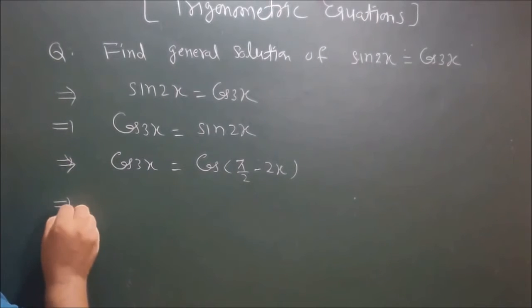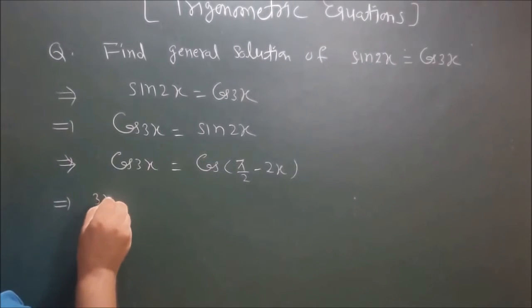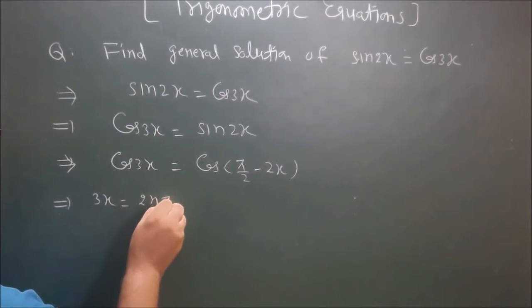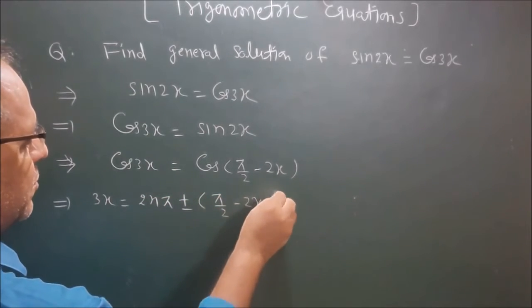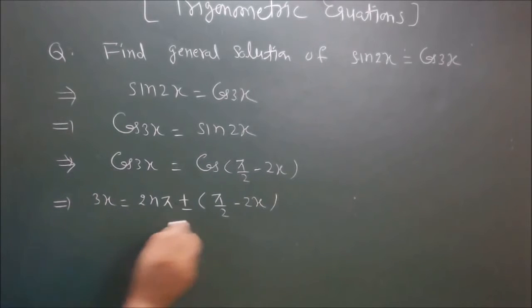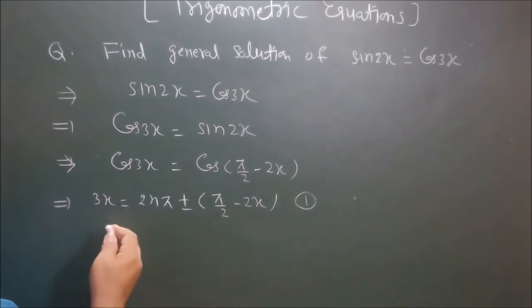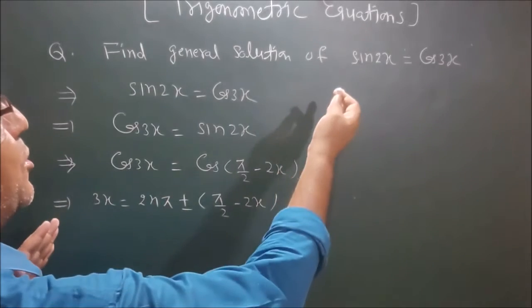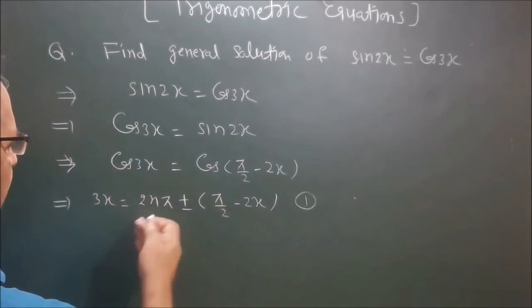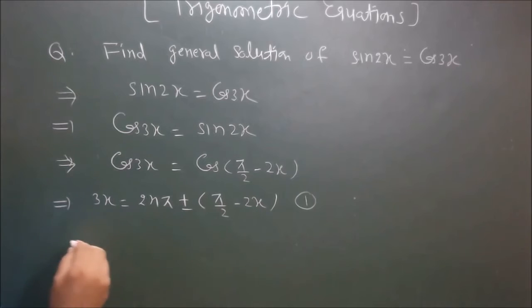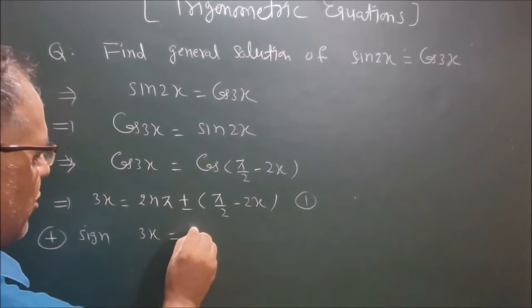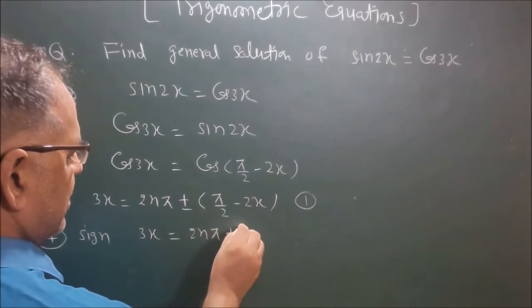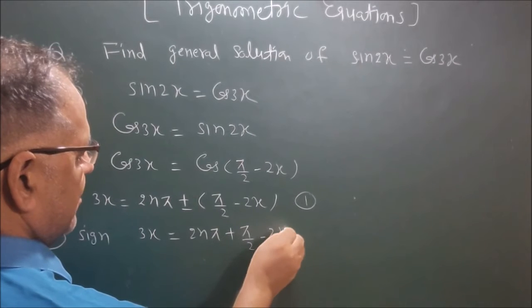Now I apply the formula for cos theta equal to cos alpha. So this can be written as 3x equal to 2n pi plus minus pi by 2 minus 2x. This is not a complete solution of this trigonometric equation, because unknown angles are coming on both sides. Now take positive sign. If we take positive sign, the equation becomes 3x equal to 2n pi plus pi upon 2 minus 2x.